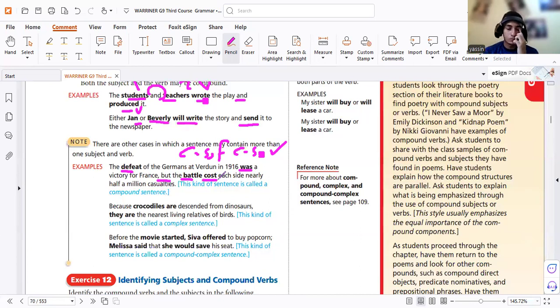How did I know the subject? Delete the phrases. Prepositional phrase, look. So the defeat was a victory. And what cost the battle? Subject, verb. Is there any mistake? So it's correct.